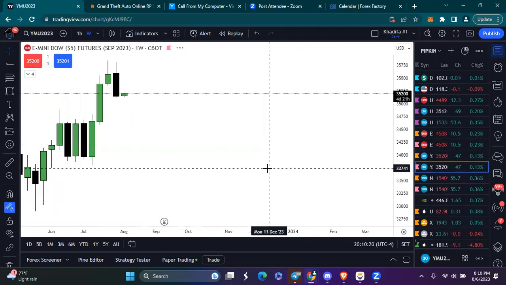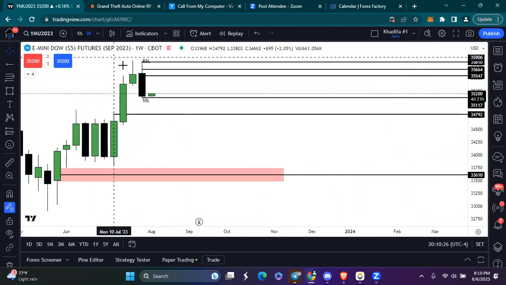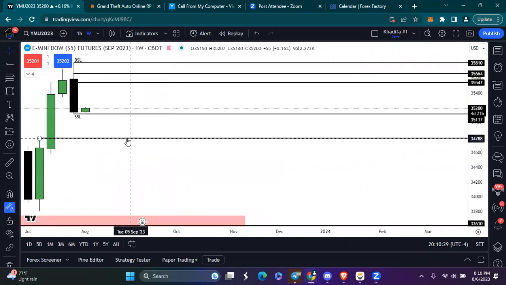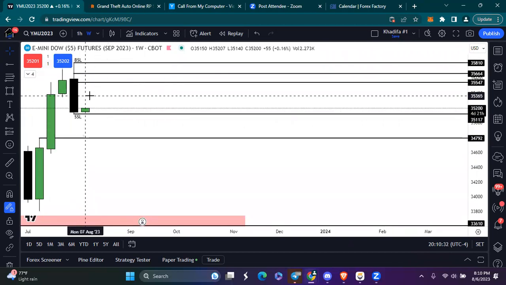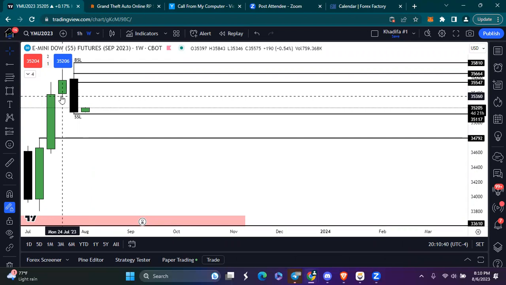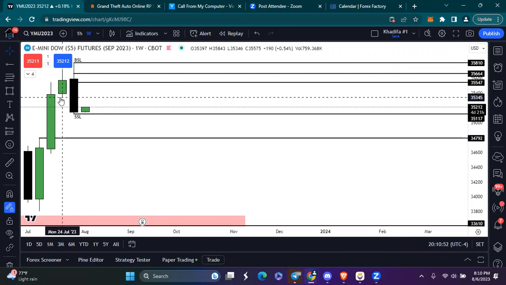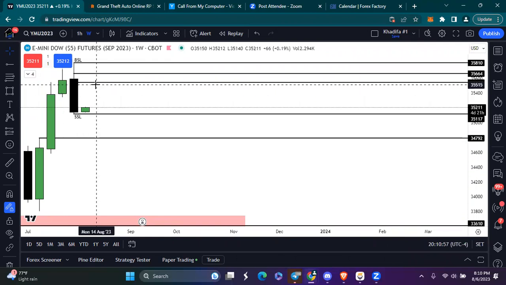ES. Looking at E-mini Dow, same thing. I would like to see us pull back up into last week's PD array. That's what I'm looking for. And I want to see how price reacts when we hit this lower level of the week of July the 24th, that low of that week, which is 35,346. That would be my first TP. This would be my second TP. This would be my third TP.